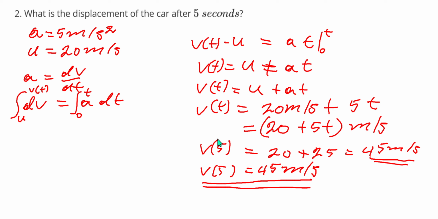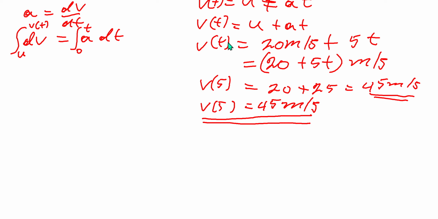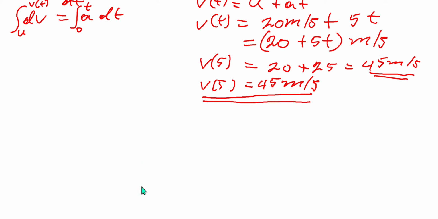Let us come to the second problem. The second problem says, what is the displacement of the car after 5 seconds? Already we have got the velocity as a function of time, which is 20 meters per second plus 5t. And we know that velocity is the time rate of change of position. So velocity is dx dt in one-dimensional motion. After rearranging this, dx is equal to v dt.